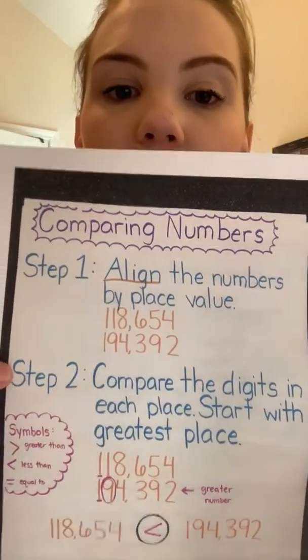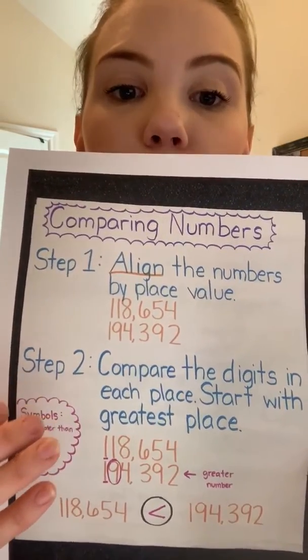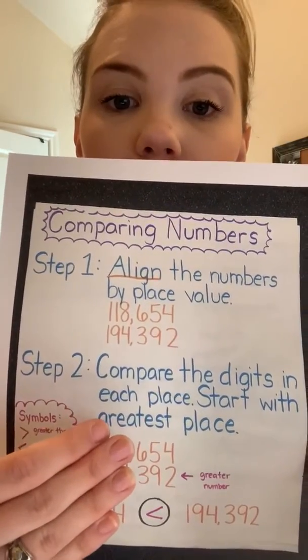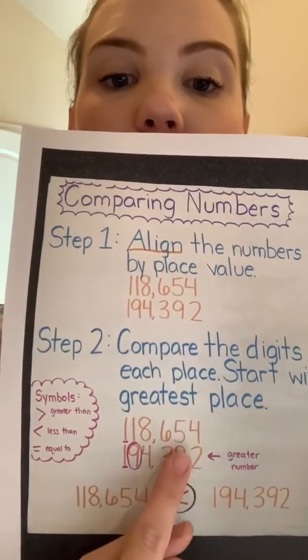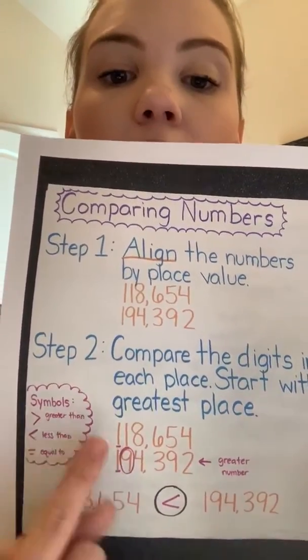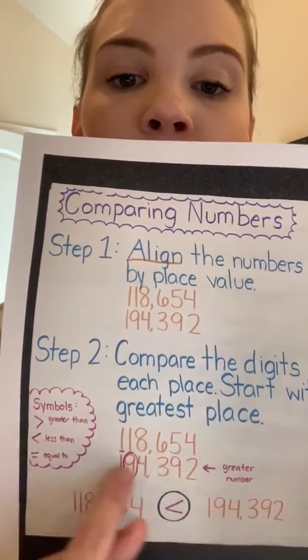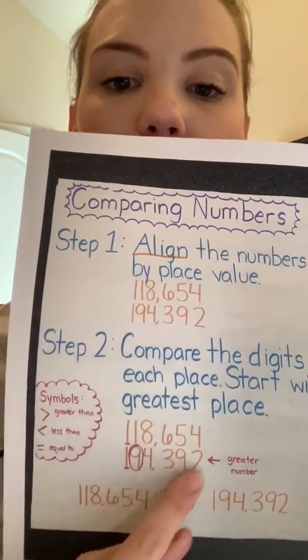Step two is you're going to compare the digits. Start with the greatest place. Okay, so we're not talking about the greatest number. So for example, here, this 4 is the greatest digit. It's bigger than this 1. We're talking about the greater place. So in this number, the 100,000s place is the biggest one.